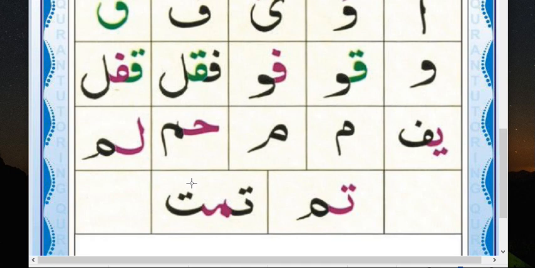Today our second chapter of joining the letters is finished. Inshallah, in the next class we will start the muqatta'at letters. Must practice this page. We will start our new lesson inshallah next class.